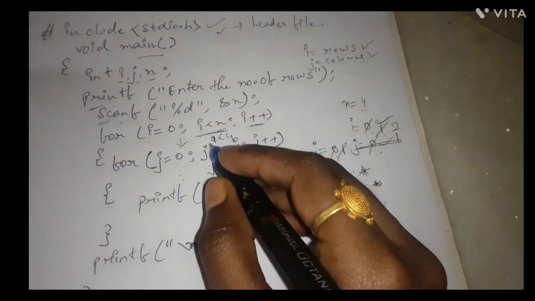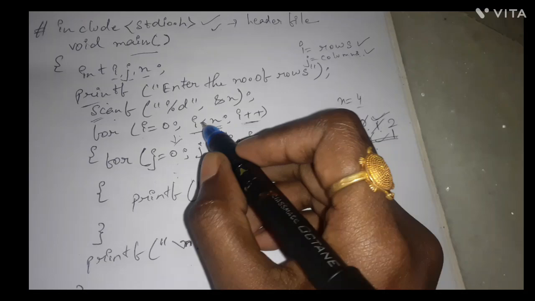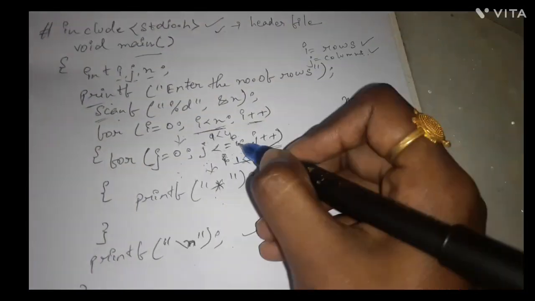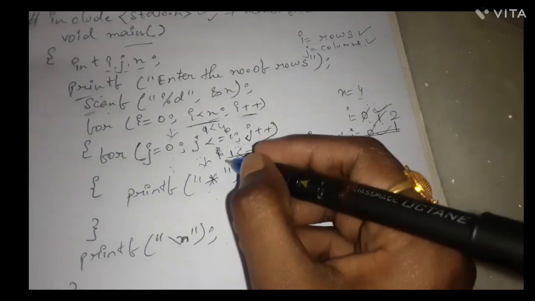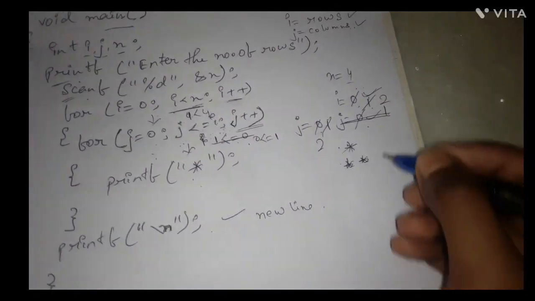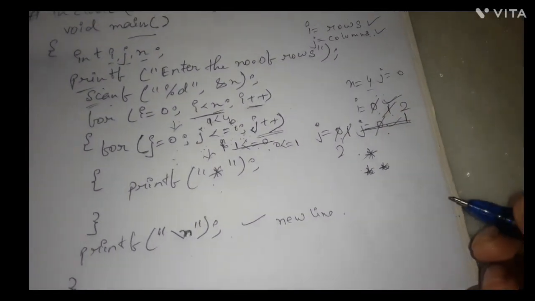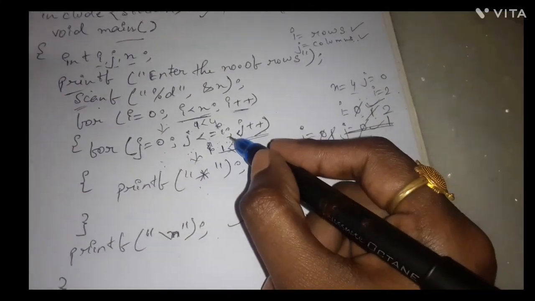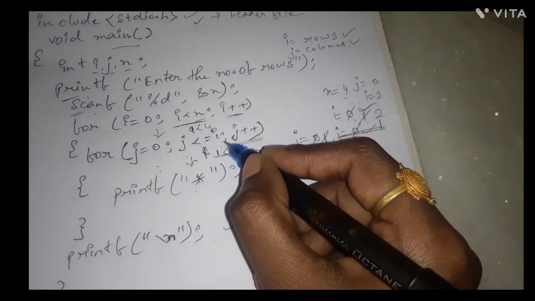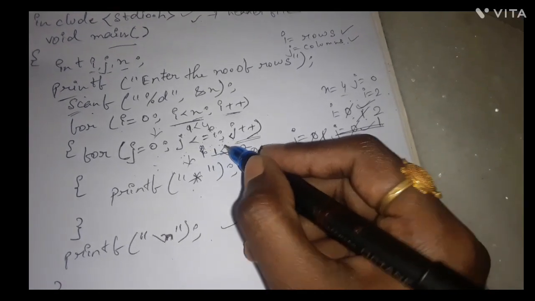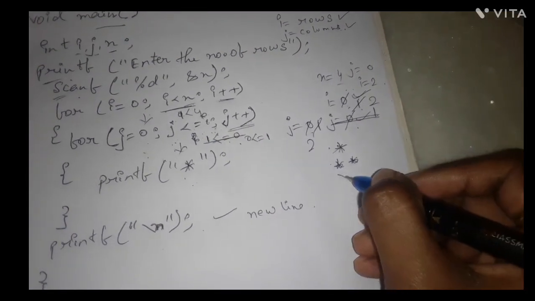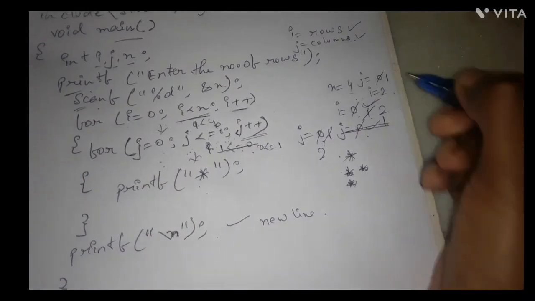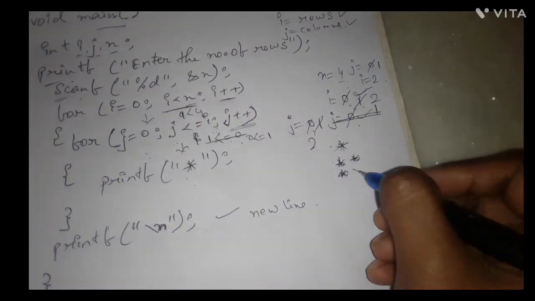2 is less than n. What is the value of n? 4. So 2 less than 4. Enter into this. J again starts freshly with 0. What is the value of I? I is 2. 0 less than or equal to I, what it means? 0 less than or equal to 2, condition true. We'll print another star in the next line. Again J plus plus, J becomes 1. 1 less than or equal to 2, condition true. We'll print again another star.